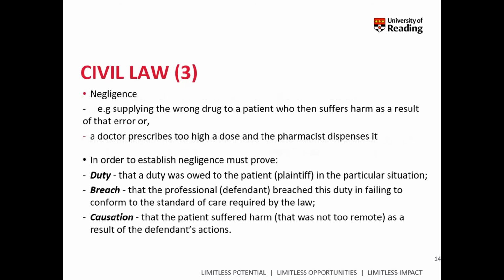And as I said before, negligence is one of the key things that people can get into trouble for. So it's worth you guys bearing this in mind, and we will cover negligence over the next few years. But some examples of this, as you start thinking about the practice of pharmacy, the simplest relatable examples are things like supplying the wrong drug to a patient who then suffers harm as a result of that error.